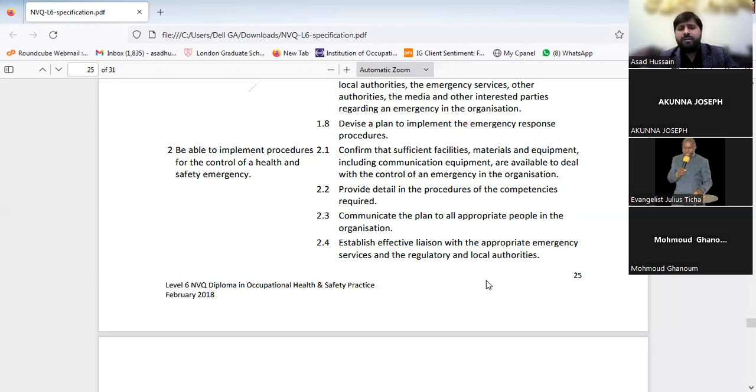So 2.3, communicate the plan to all appropriate people in the organization. As we have discussed earlier, the emergency response plan you have in your organization should be communicated properly. For this purpose, what type of mechanism are you using in your organization? In the form of evidence, emails, training sessions, and presentations are good evidence that you are doing well with respect to communication regarding the plan of implementing the emergency response procedure in your workplace.